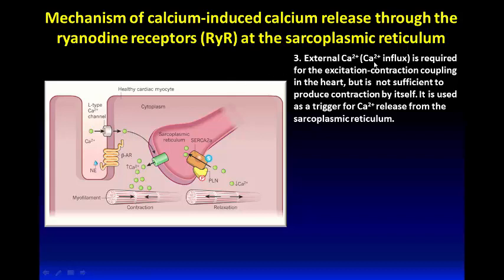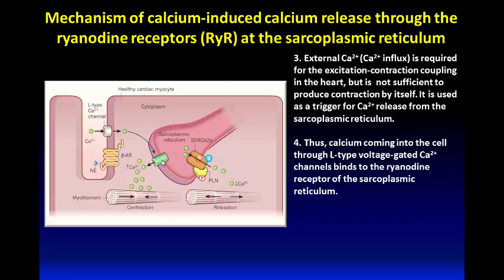This external calcium influx is required for the excitation contraction coupling in the heart, but this influx of calcium ions itself is not sufficient to produce contraction. Rather, it is used to trigger the release of calcium from the sarcoplasmic reticulum. How does this happen?